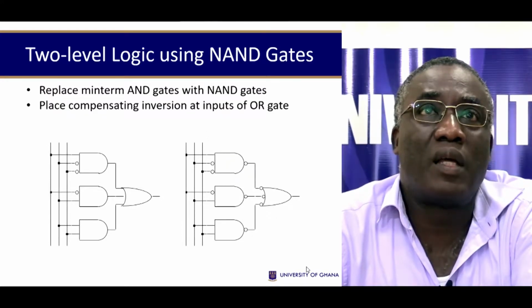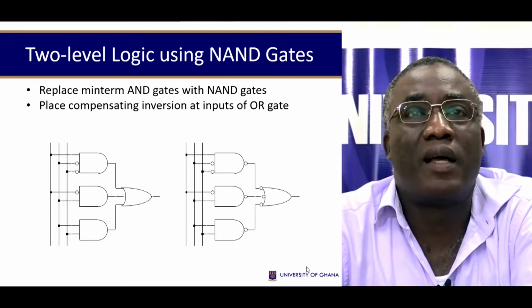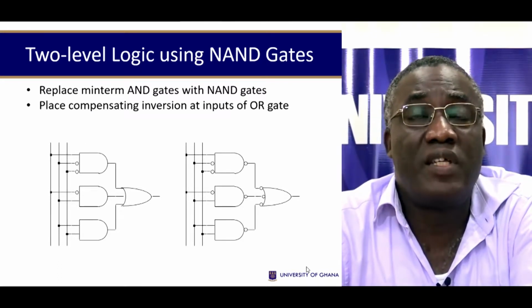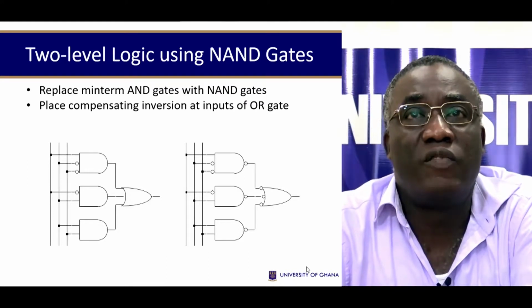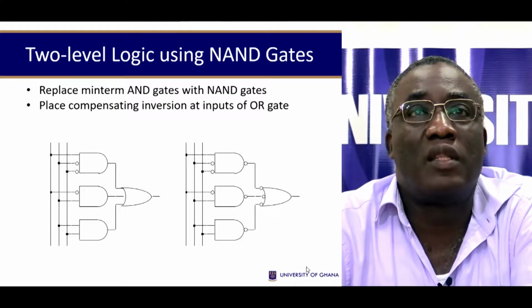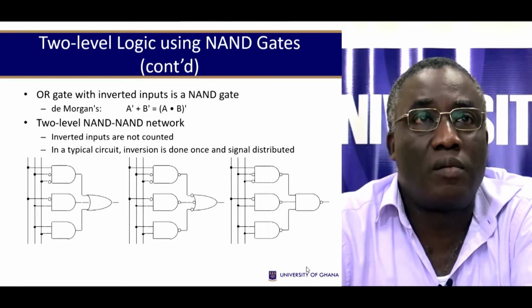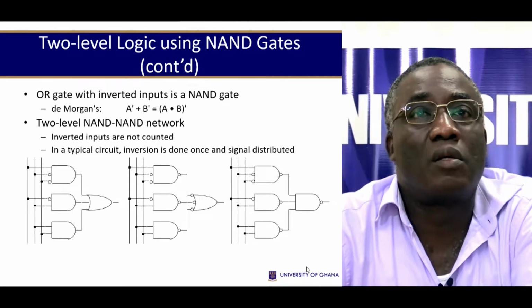Now you can represent two-level logic using NAND gates. A NAND gate is an AND gate that has an inverter at the end. So you replace the minterm AND gates with NAND gates and place a compensating inversion at the outputs. A typical such circuit will look something like that. So you have that circuit that becomes this, with an inverter at the end, and then this one you replace with another NAND gate.